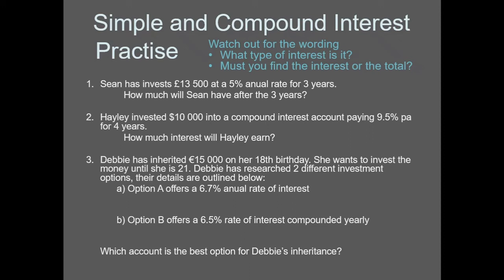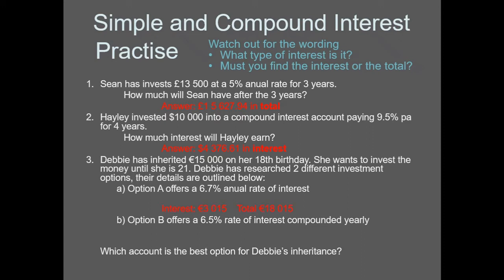I hope you had a chance to hit pause. Here come your answers. For question 1, after 3 years, Sean will have £15,627.94 in total. Question 2, Haley will earn $4,376.61 in interest. So this is on top of the 10,000 euros she started with. If you said that she would have $14,376.61, you worked out the total, not the interest.